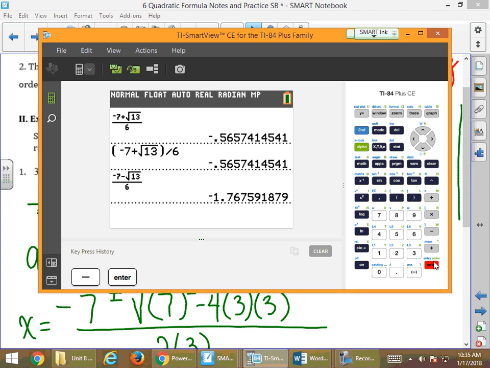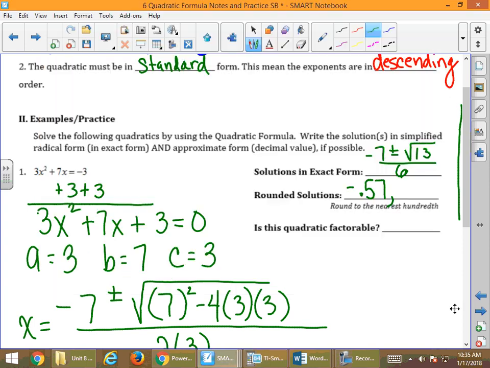When we're rounding, negative 1.767 to the nearest hundredth, that's 2 decimal spaces. So 7 means that we're going to get negative 1.77.